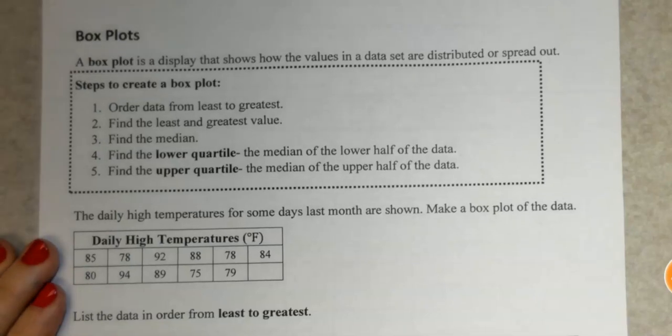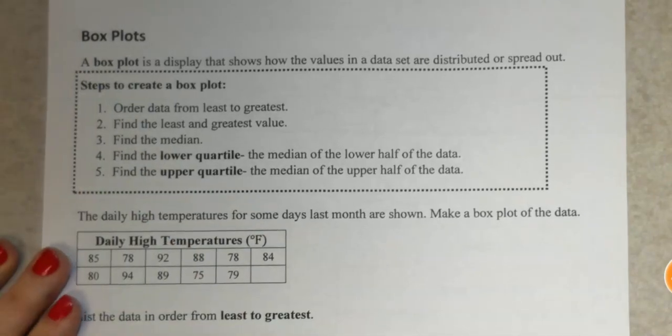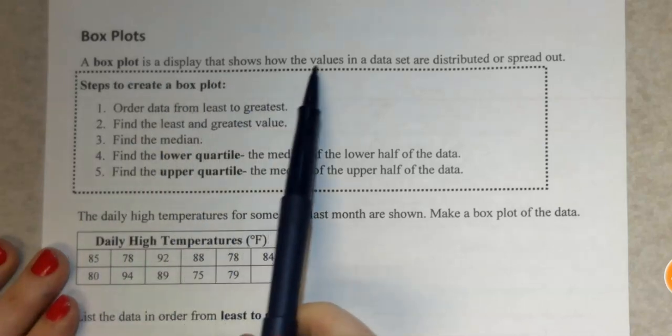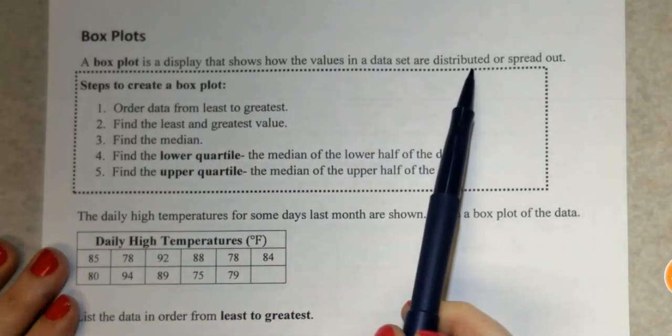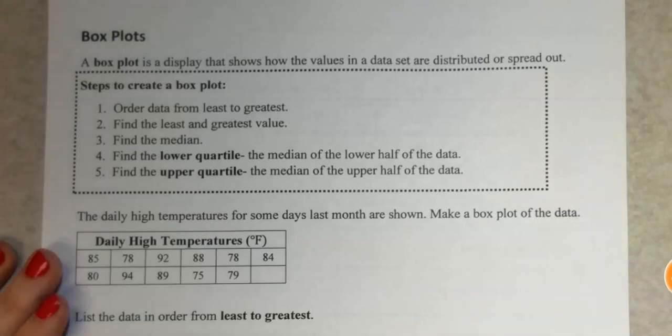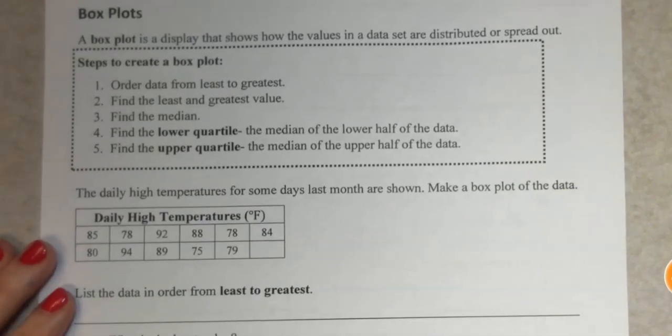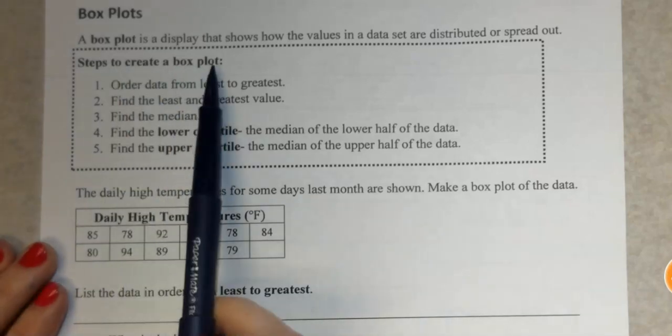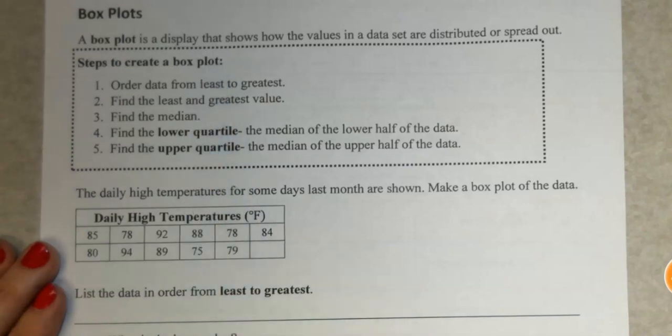Today we are going to be talking about box plots. A box plot is a display that shows how the values in a data set are distributed or spread out. So it's a way to represent your data, just like all the others that we've been learning about. Okay? So we're going to create one so you can see what goes into making it, and that way it's a little bit easier once we start answering questions looking at box plots.